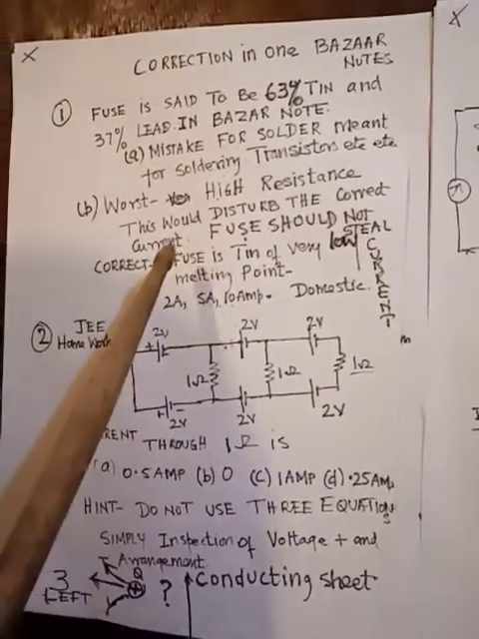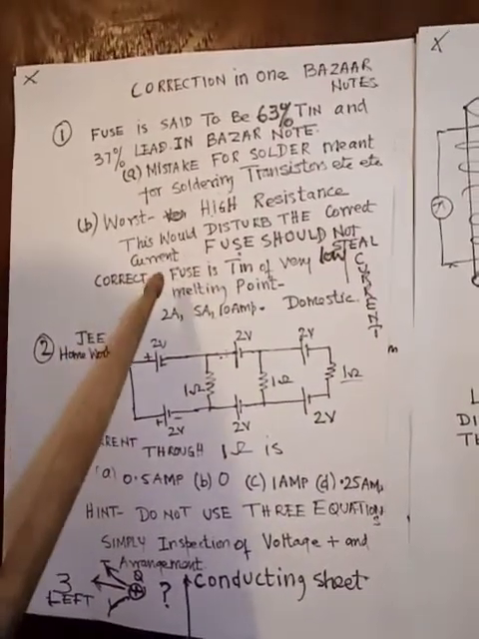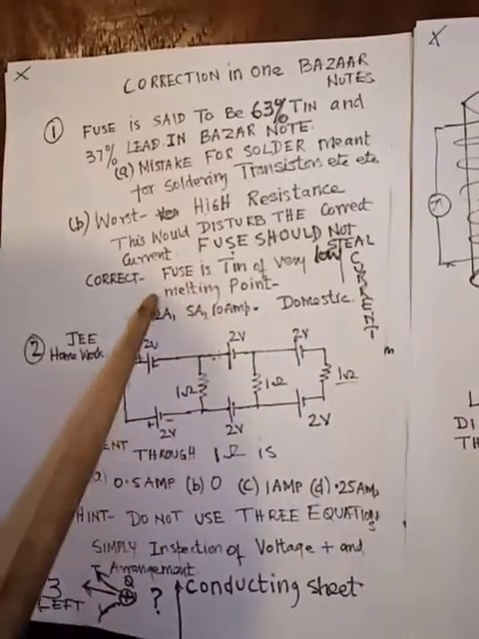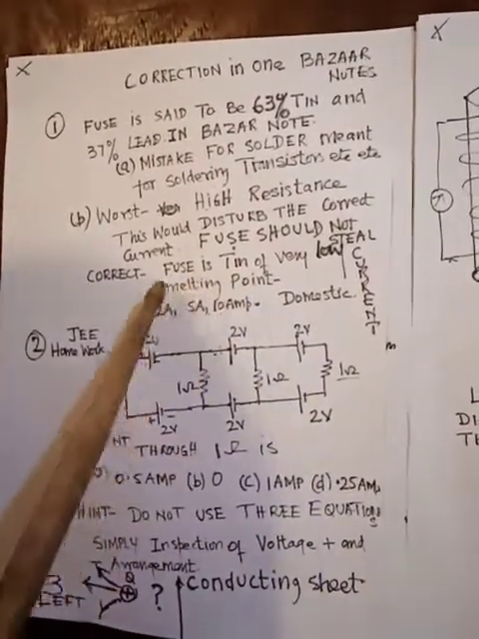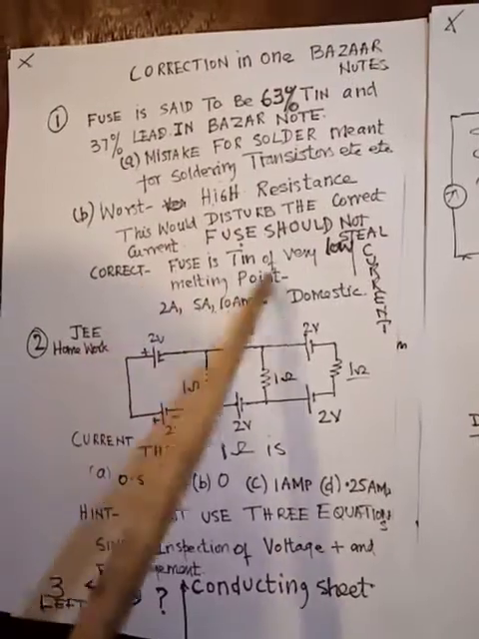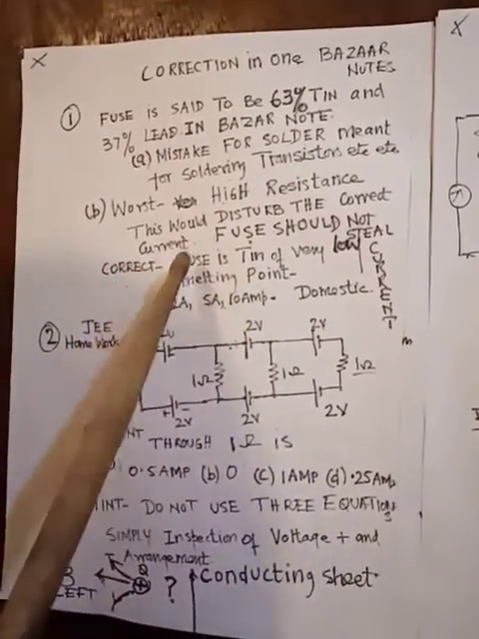And then when the current is, say, 60 ampere, it may burn the house. That tin will melt, so everything will be safe. That is the function of a fuse. So you have understood this.